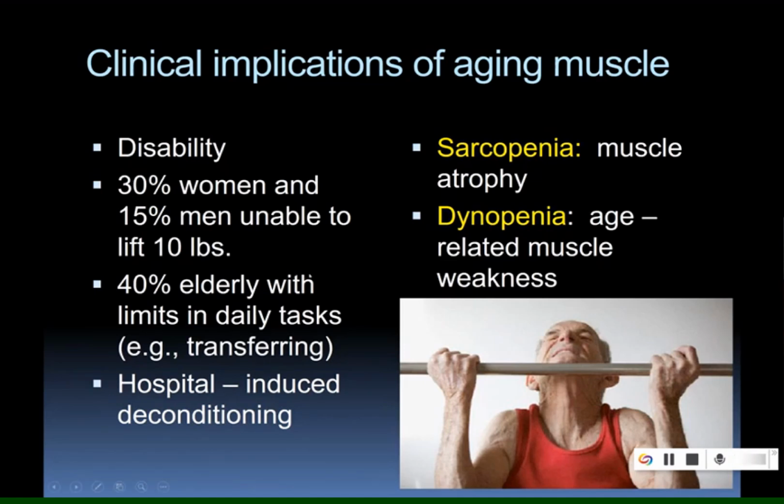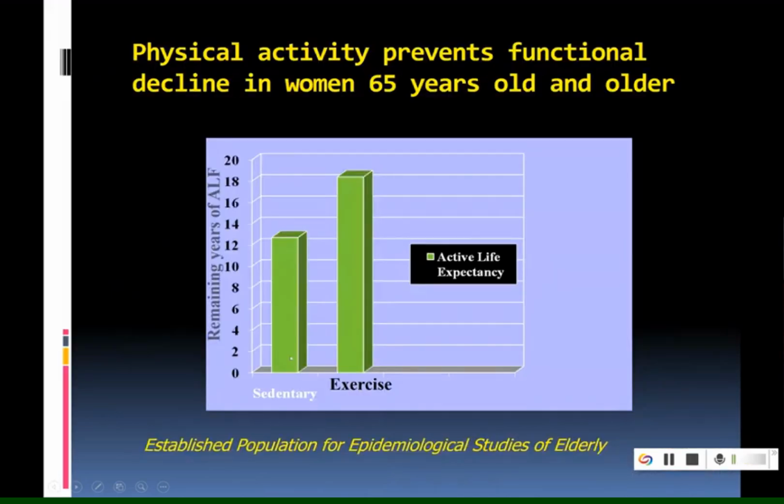And just be mindful of the fact that hospitalization is the biggest risk factor for loss of muscle mass. So there's actually an epidemic of sedentariness in the older adult population that is hospitalized. So here's an example where physical activity prevents functional decline in older women. So exercise improves active life expectancy. And remember, active life expectancy is that period of time with preserved functional status.